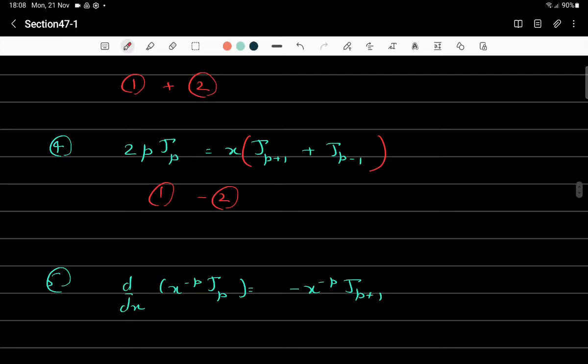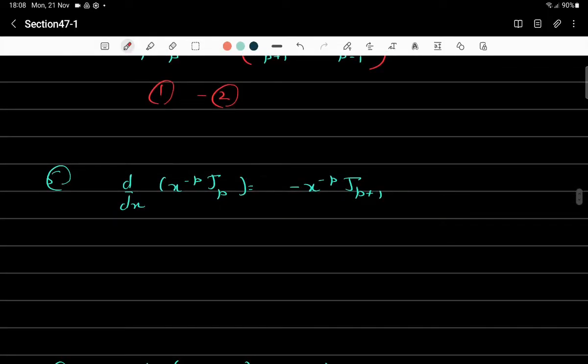The fifth one is d by dx of x raised to the power minus p Jp is equal to minus x raised to the power minus p Jp plus 1. So to solve this one, let's try to see what is left hand side. So we differentiate. So this becomes Jp dash minus p x raised to the power minus p minus 1 Jp. Now I already have the value of Jp dash, and before that if I simplify it in this form, or I can directly substitute the value of Jp dash, both are correct.